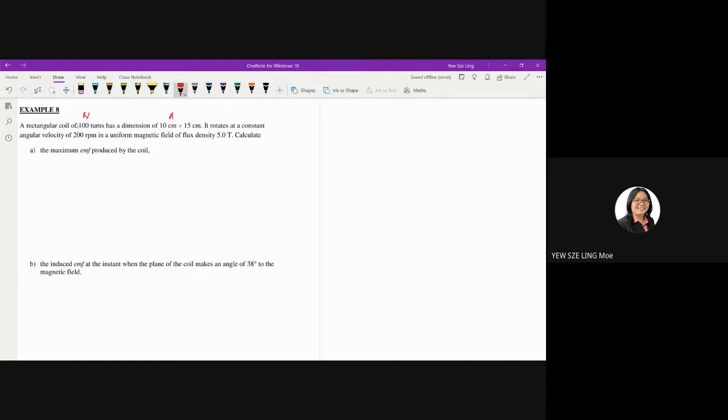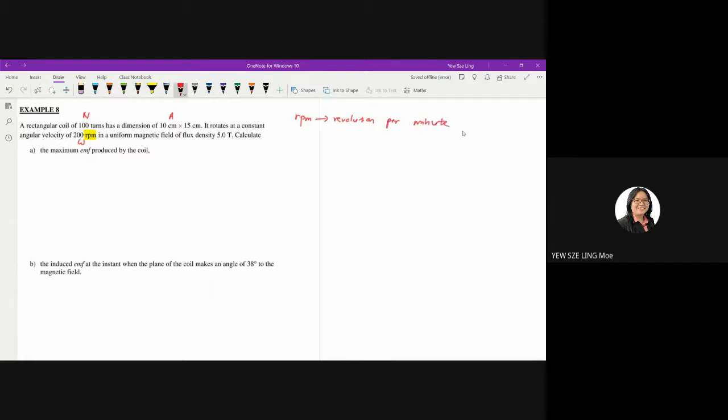It rotates at a constant angular velocity. Now, this is your omega, but remember, RPM is not an SI unit. What does RPM mean? If you recall, it means revolutions per minute.